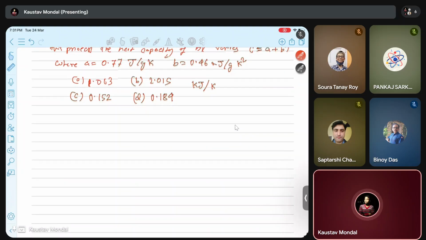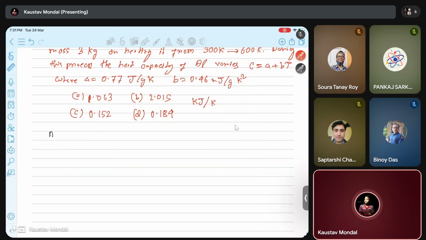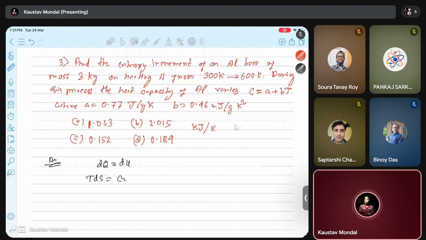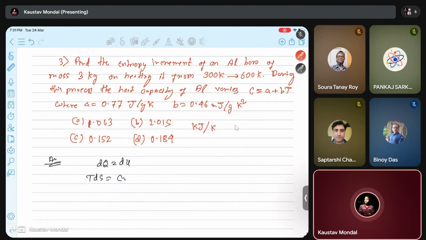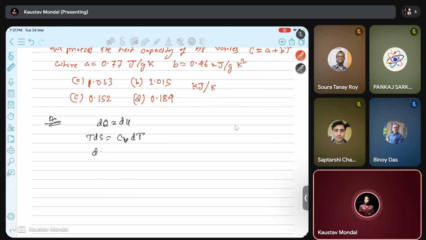Since only temperature is changing during this process, you can use the formula dQ equal to dU. So TdS equal to Cv dT. It's not mentioned what is happening, I guess constant volume. So dS would be Cv dT by T. If you do the integration, delta S would be Cv ln.